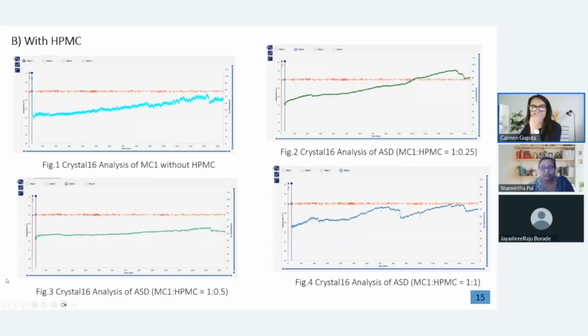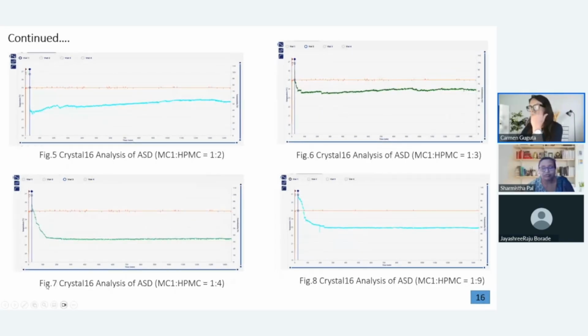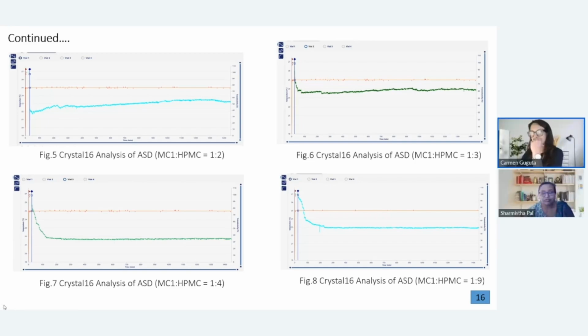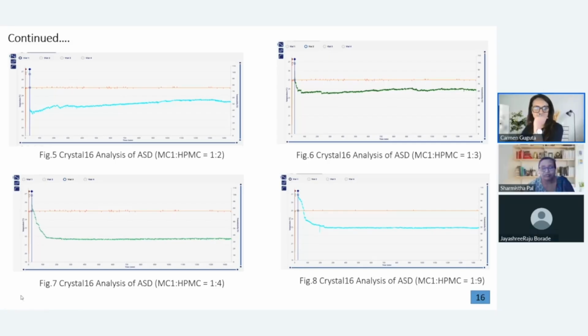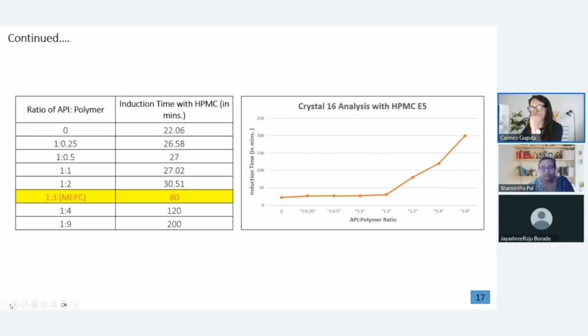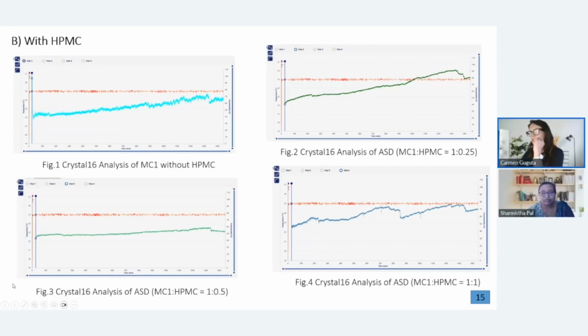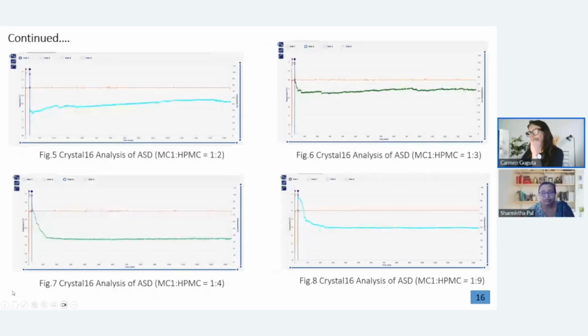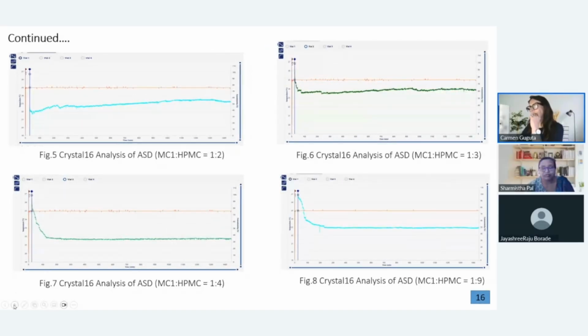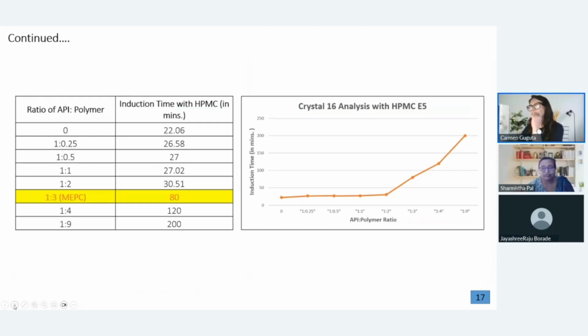Coming to the second example, which is with HPMC as a polymer. Again, these are the real-time transmission profiles obtained from the Crystal16 for the HPMC with the different concentrations. Go to the next slide, please. Okay, thank you. So let's focus on the graph.